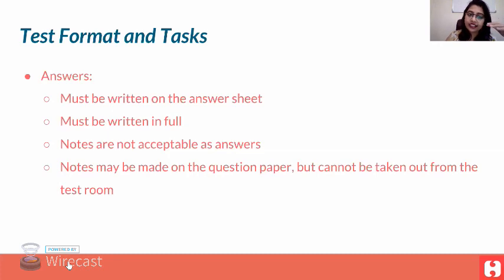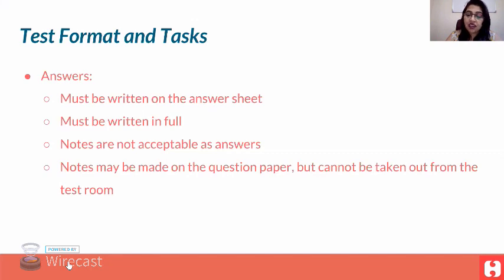Now, how is the test format and what are the tasks that you would be doing in this writing section? The test format is, you have to make sure that you are writing the entire test in the answer sheet. The answer sheet should have your answers properly written, properly marked, and with absolutely no short forms. You have to use the entire writing in a proper format.